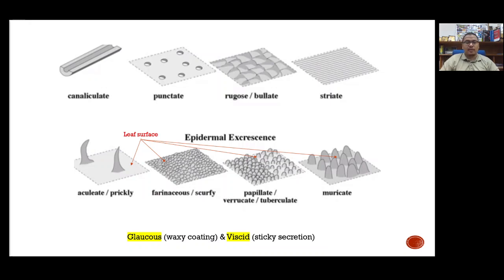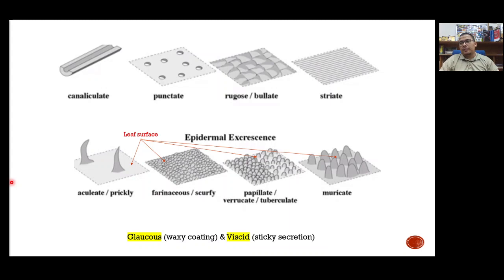Same thing with these different kinds of epidermal structures. These are leaf surface outgrowths. On the leaf surface, there are kind of prickly outgrowths of the leaf, and they have different types of outgrowth. These are all the different characteristics: prickly, scurfy, papillate, and muricate. These are different types of that.